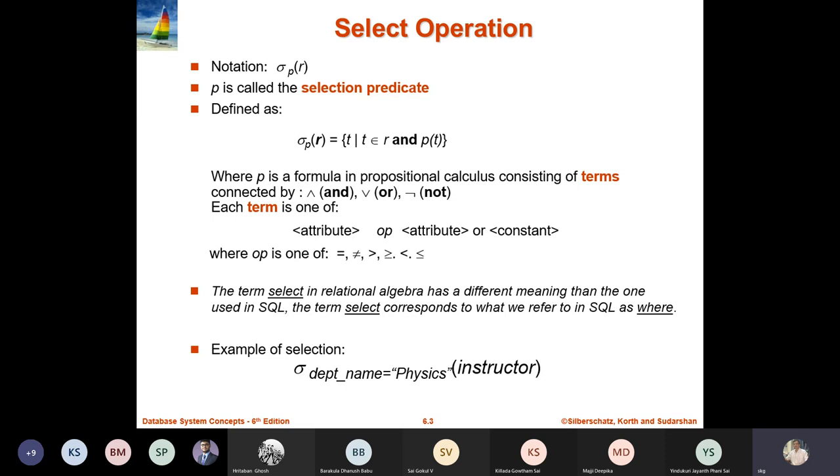There is a little bit of confusion, but now you are basically used to it. These are the comparison operations that are possible: equal to, not equal to, greater than or equal to, less than or equal to. The term select in relational algebra has a somewhat different meaning from the one we use in SQL, right? The term select corresponds to what we refer to in SQL as where, in the where clause. So there is some confusion in nomenclature. But in this case, from a relation R we are getting another output relation, say R dash, which is a subset of the input relation.